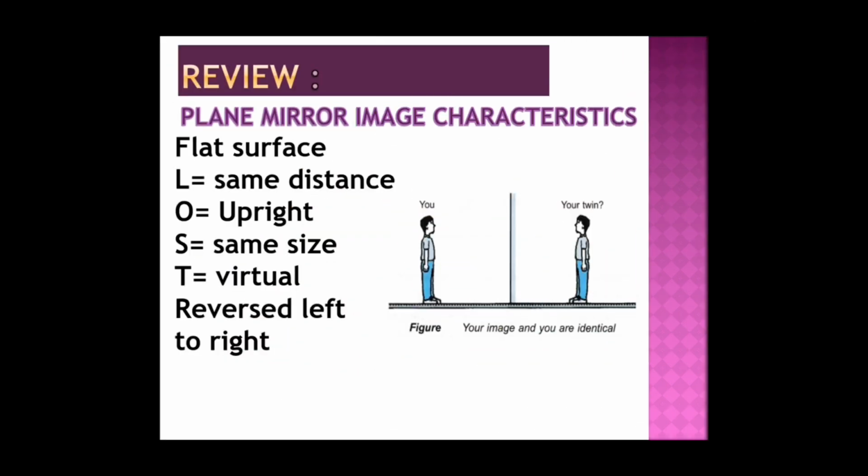Okay, let us try reviewing our previous lesson, the plane mirror image characteristics. Look at your twin. Have you seen your twin? If you want to see your twin, just look at a plane mirror. Your image and you are identical. If you are looking at a plane mirror, you will have the same distance. You have an orientation of an upright image. You have the same size and a virtual image, reversed to the left.